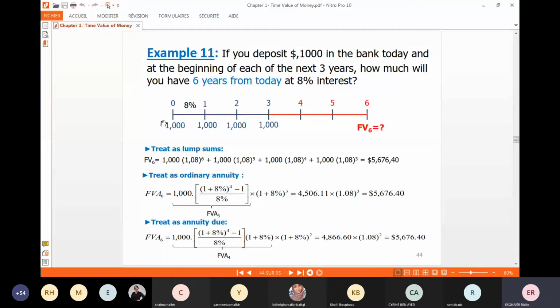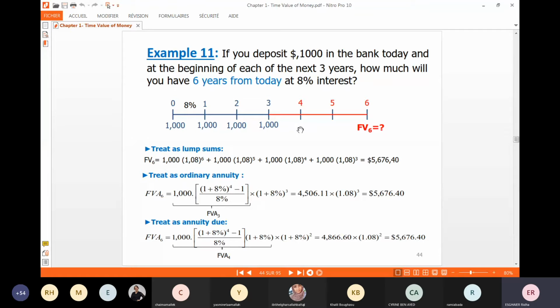It's not the date. Right now it's not the date, it's not 3, it's not 0, it's not 6. n is the number of A's. How many A's do I have? I have 4 A's, if I want, of course, to use the formula of the annuity.